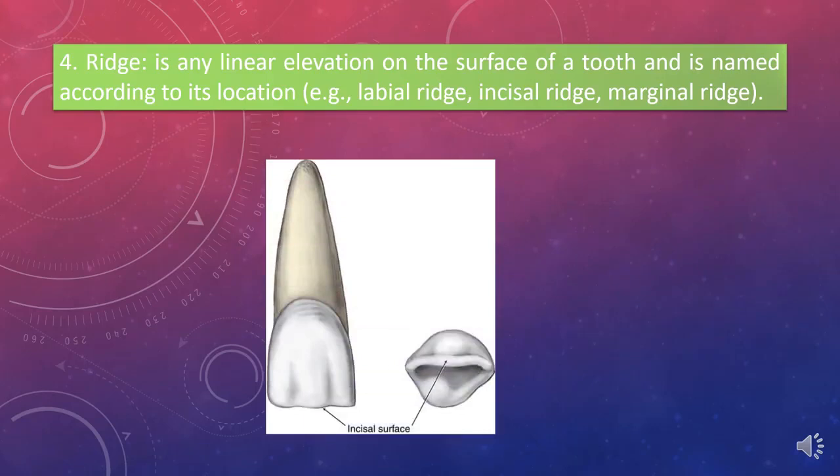Ridge is any linear elevation on the surface of the tooth and its name according to its location. الريدج مثل ما ذكرنا بالمحاضرة السابقة، أكثر شي موجودة بال anterior teeth. هي linear مستقيمة elevation، راح يكون elevation بس راح يكون لاينر بشكل مستقيم on the surface of the tooth و its name according to its location.